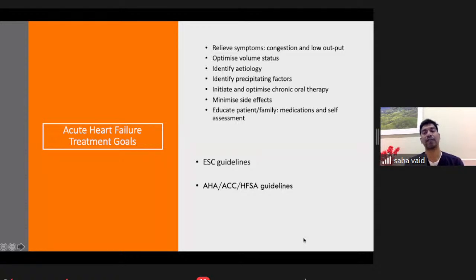Educating the patient and the family is a very important step, and that's all my talk is about. And almost all the information and evidence that I have put in the slides has been borrowed from the European Society of Cardiology and the American Heart Association.